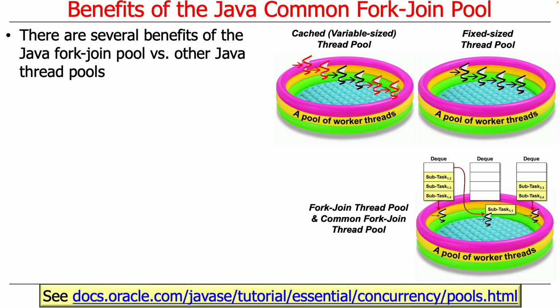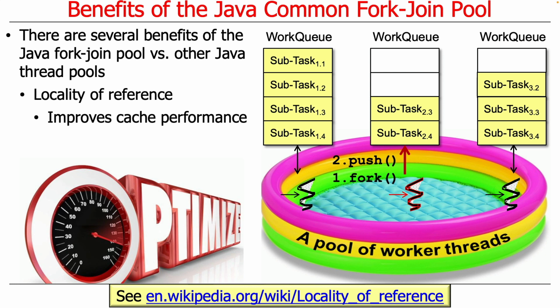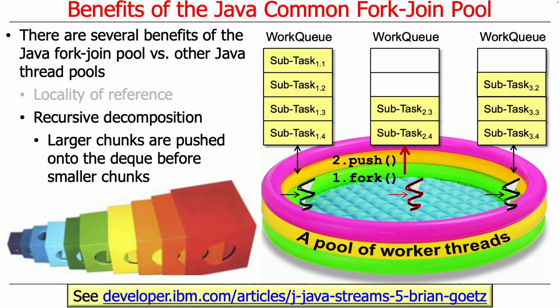The fork join thread pool, as we saw, has some other cool things that it provides. In particular, it has locality of reference because it will push work onto each worker thread's deck using a LIFO protocol. So last in, first out. Whatever it's going to work on next comes from what was just pushed on when it doesn't have anything else to push. And therefore, we get locality of reference and improved cache performance. That's one of the benefits we get from using the fork join pool versus the other pools.